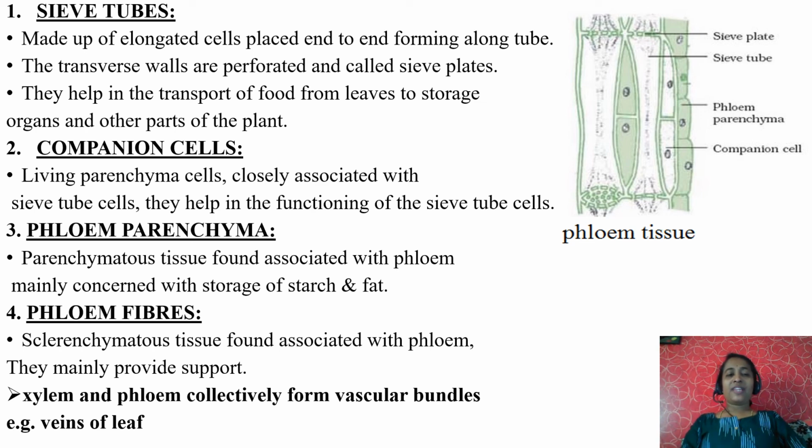Companion cells. These are living parenchyma cells closely associated with sieve tube cells. They help in functioning of sieve tube cells by providing food to them. Next, phloem parenchyma. Parenchyma tissue found associated with phloem, mainly concerned with storage of starch and fat, provides food to it. Phloem fibers, sclerenchymatous tissue. Phloem fibers are made by what type of tissue? Sclerenchyma tissue found associated with phloem. They mainly provide support to the phloem tissue. Xylem and phloem collectively form vascular bundles. They are present throughout the plant, especially they start from the veins of a leaf.